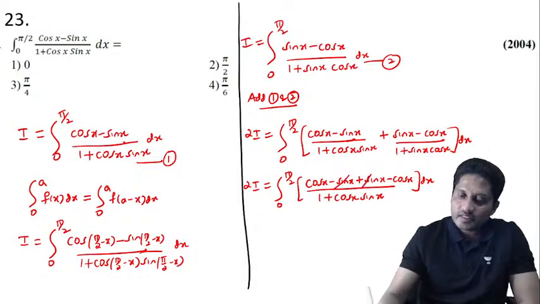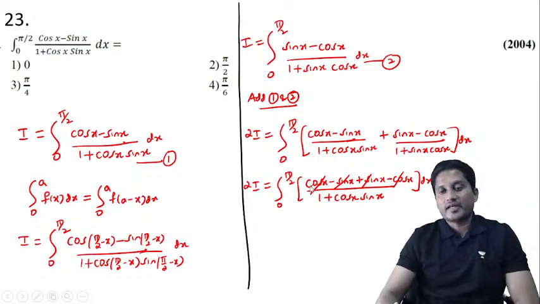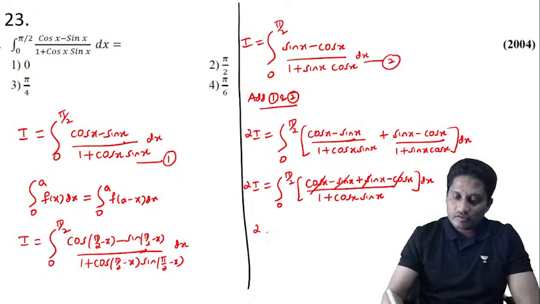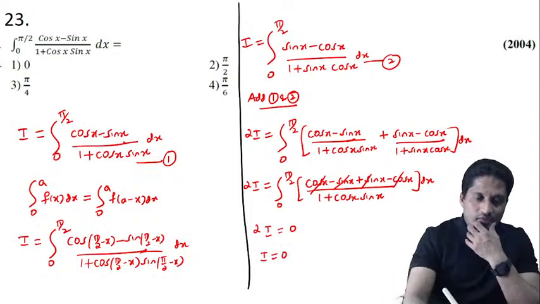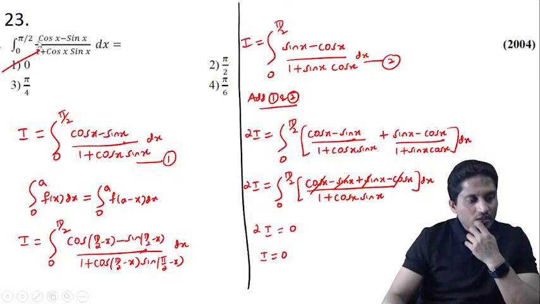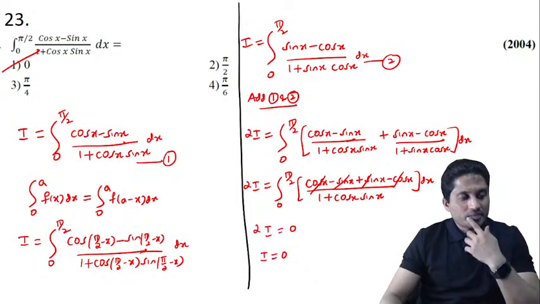This will cancel this as well. You get 0, right? Integration of 0 is 0. So you get 2I is equal to 0, and then I is equal to 0. Answer is option A. Alright, it's a simple question only, guys. Let's move to the next question.